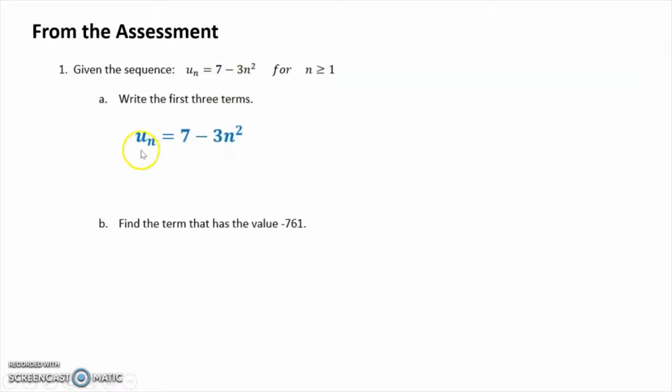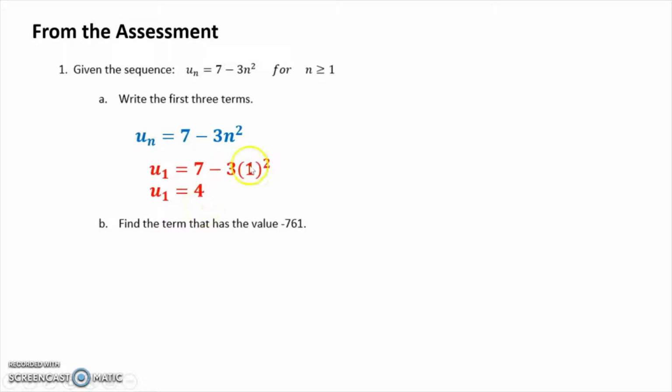So let's try that. Here's our rule. Here is u sub 1. So I've substituted 1 for n, because n, again, can begin at 1. So I put 1 in here, and there's another n here, so I substituted 1 there. So u sub 1, our first term, is found by doing 7 minus 3 times 1 squared. 1 squared is 1, times 3 is 3, so 7 minus 3 is 4.